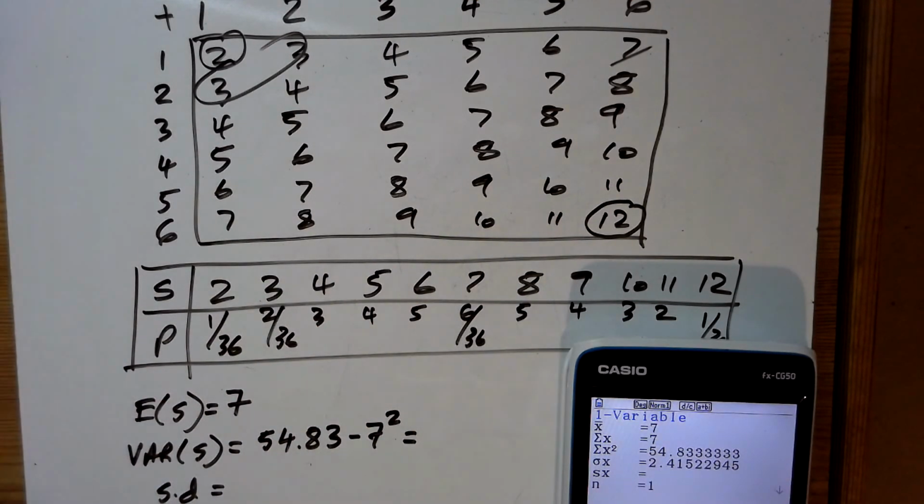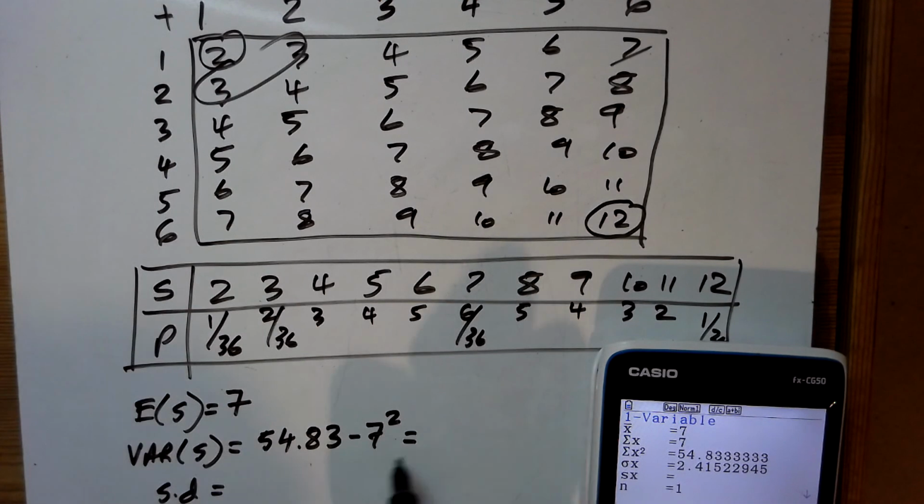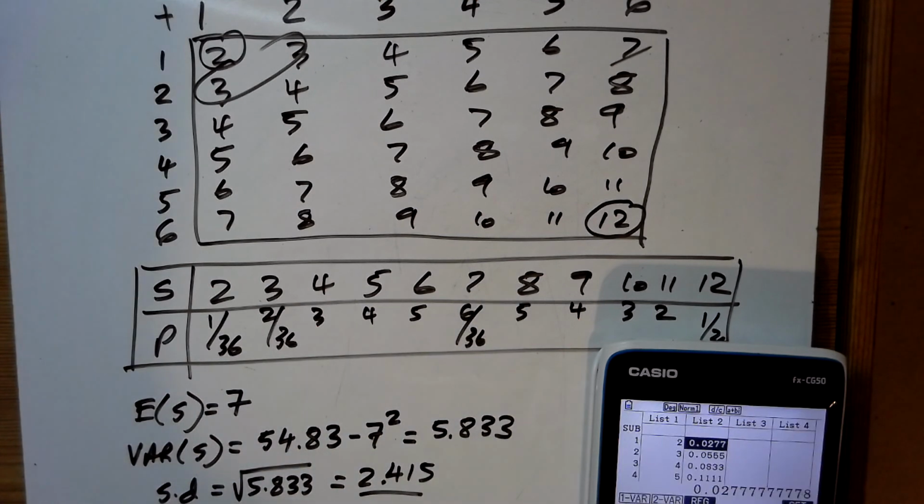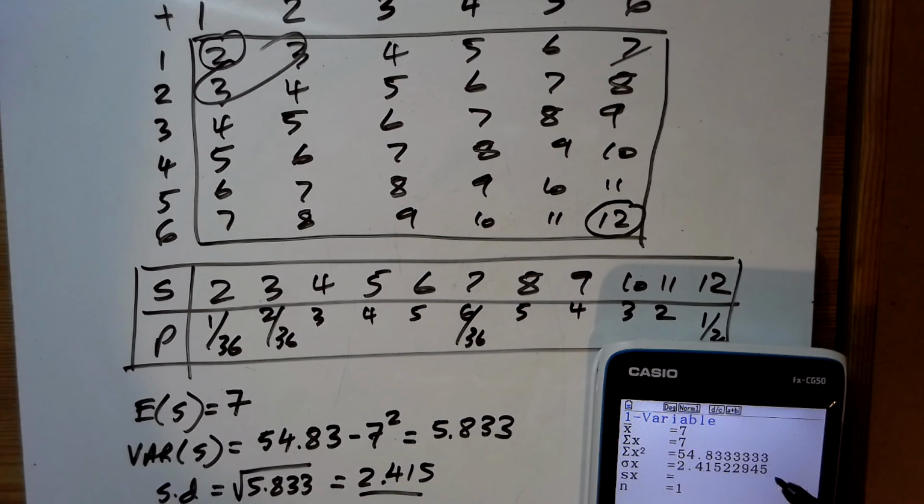My standard deviation is going to be, that's my variance is 5.833. And the standard deviation is the square root of 5.833. And the square root of 5.833 is 2.415. And I can check that. 2.415 is what I've got there as well.